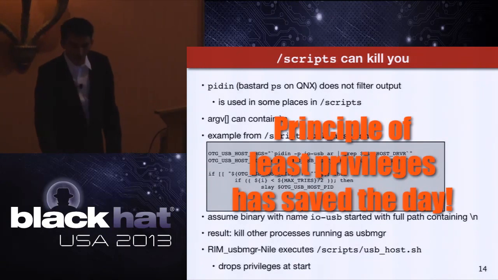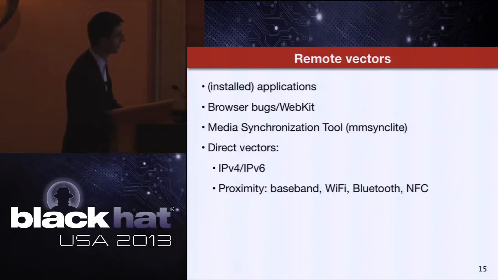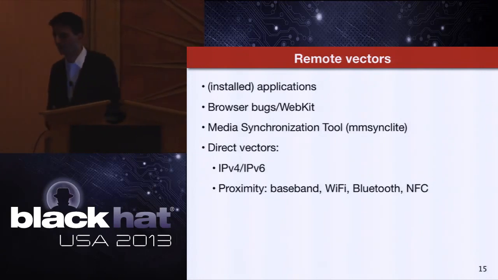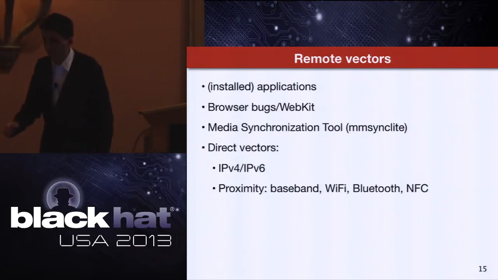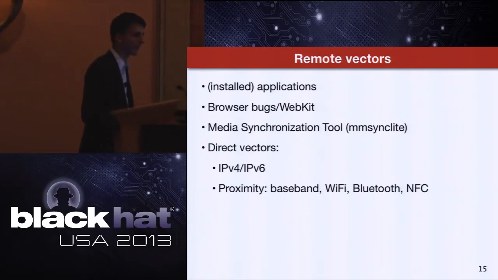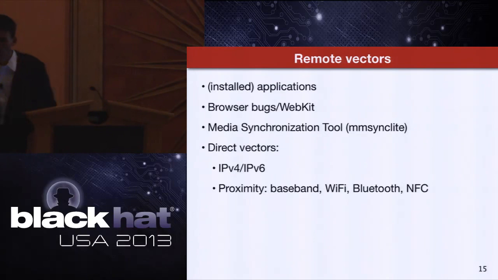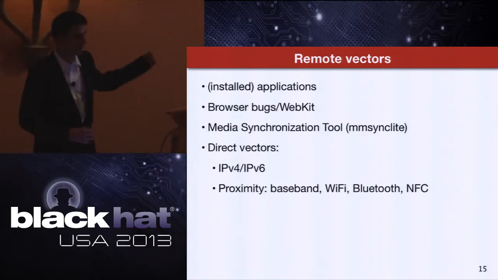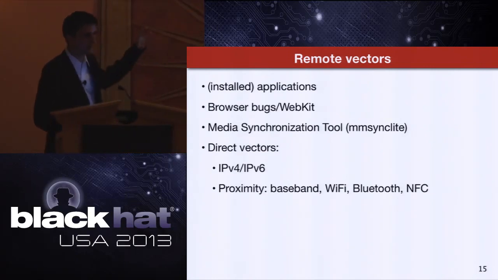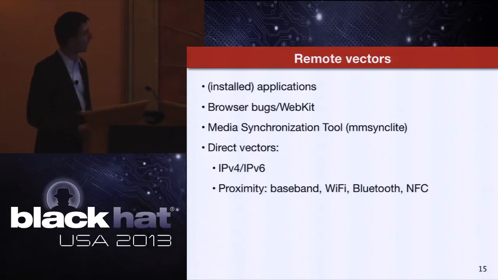Okay, so let's look at the remote vectors. Obviously, you have the installed applications. You have browser bugs and WebKit. Just look at the version of WebKit that they're using on the platform you're attacking, and then you look at trunk, and then you look at all the test cases that are in WebKit trunk for reproduction of various memory corruption vulnerabilities. That way you can easily find something. And they work without problems on that platform. But you need another privilege escalation to make something with that.